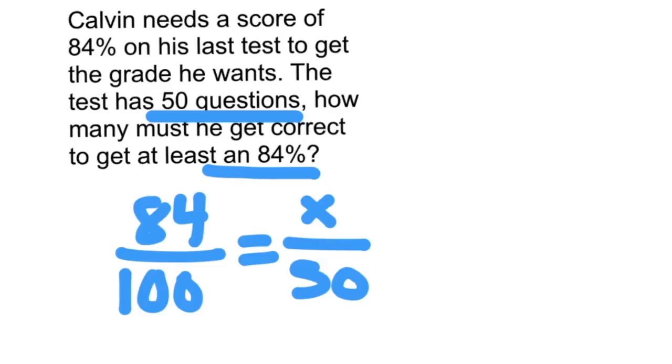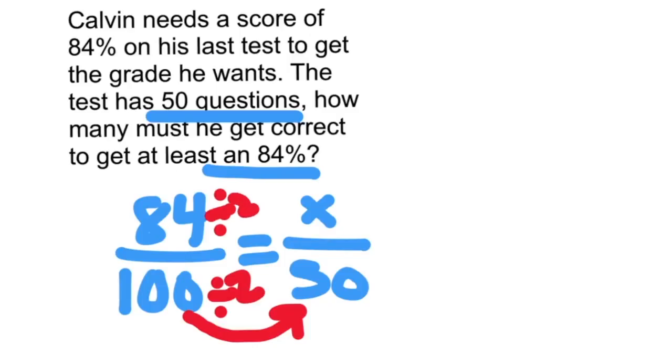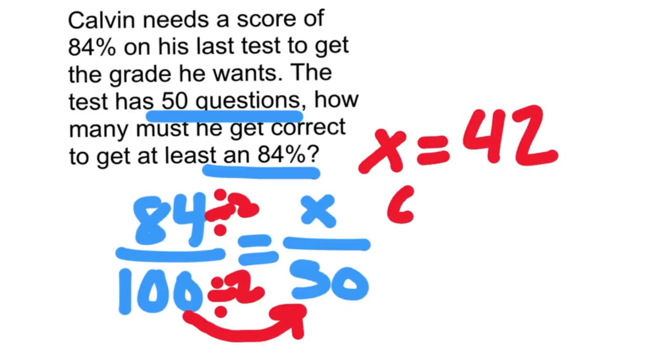Now I could use cross multiplying, but I think the easiest way to do this one is to recognize the denominator of 100 can be divided by 2 to become 50. And if I do it to the denominator, I need to be fair and do the same exact thing to the numerator of 84. So I need to divide that by 2. And 84 divided by 2 is 42. So for him to get an 84%, he needs to get 42 right out of 50.